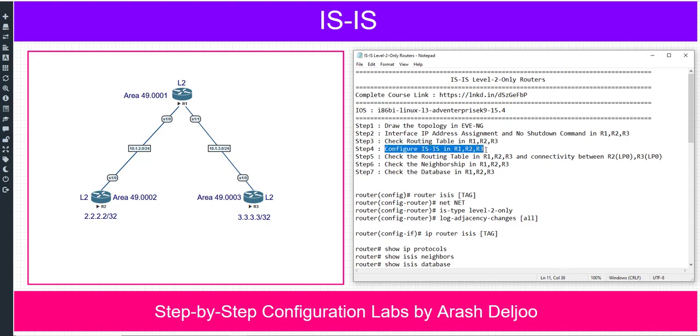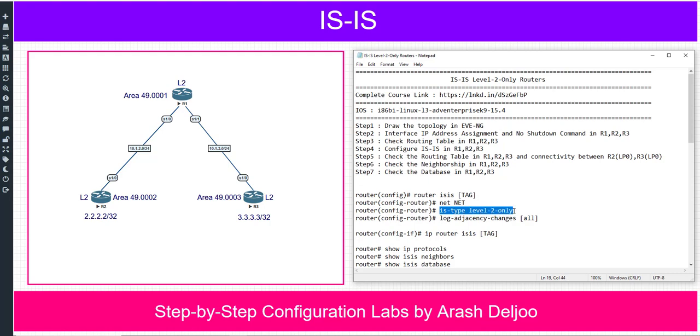After that, configure ISIS in R1, R2, and R3. I will configure it. And then check the routing table in router 1, router 2, and router 3, and connectivity between router 2's loopback 0 and router 3's loopback 0. Finally, we can check neighborship between these three routers, and we can also check the database in router 1, router 2, and router 3. Don't forget, you need to configure IS type level 2 only.